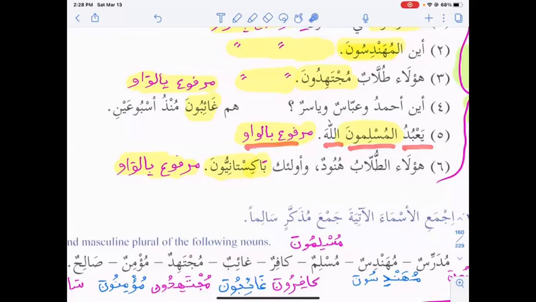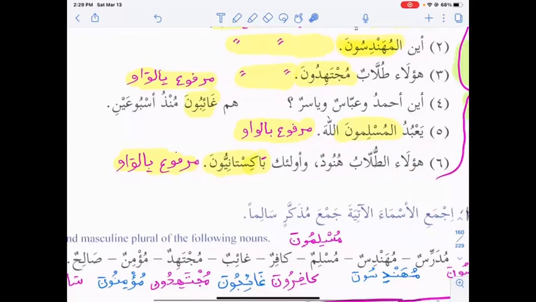Marfu bil waw. Haulai tullabu hunudun. These students are from India. Wa ulaika Pakistaniyun. Pakistaniyun. Marfu. Pakistan. But you cannot write P in Arabic, so it is Pakistan. Marfu bil waw. Mubtada, khabar. Marfu bil waw.